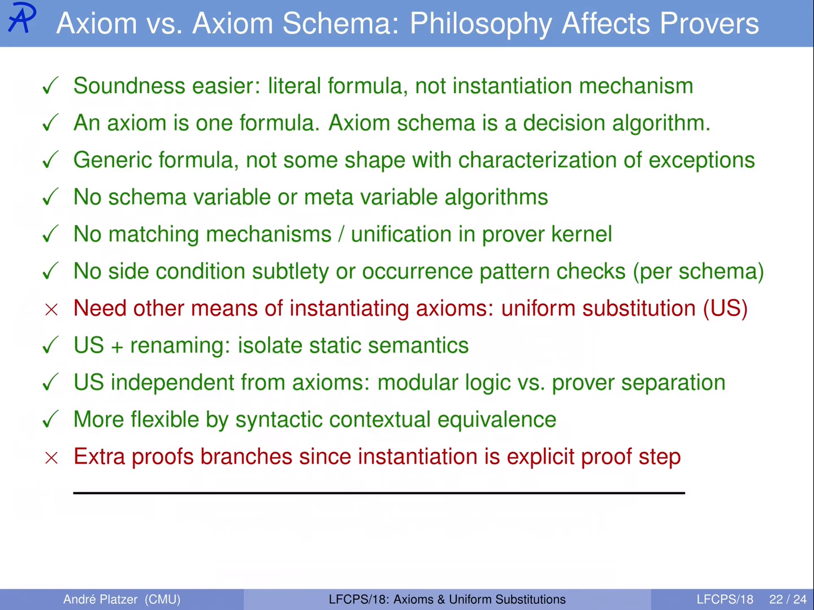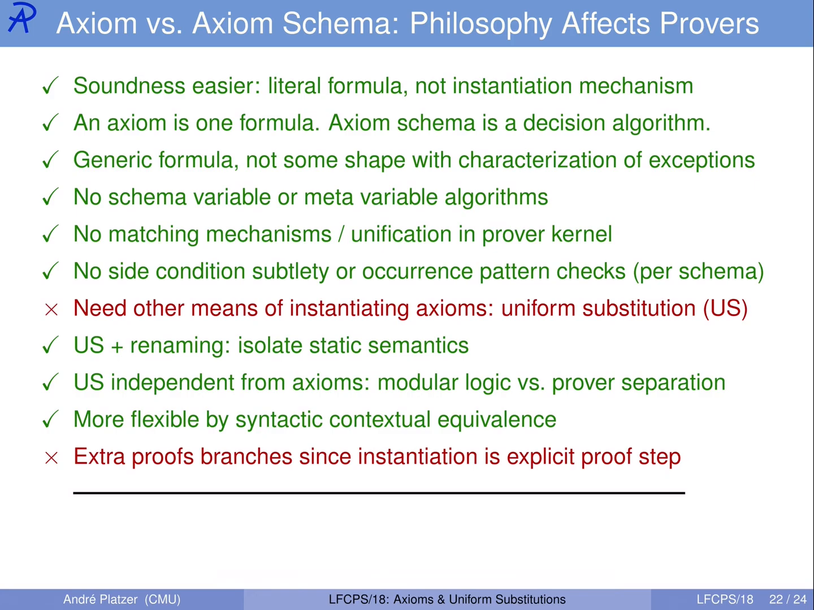But first, let's summarize what we've seen about the axioms versus axiom schema debate. It's a way how philosophy actually affects provers, because the difference of believing in one concrete axiom formula compared to believing in an infinite family of formulas is a big difference in philosophy, but it's one that also does affect prover implementation. First of all, soundness is easier to argue because you have to only look at the literal concrete formula and not the instantiation mechanism of everything that could come out of it. An axiom is just one formula, easy to implement, whereas an axiom schema is actually, come to think of it, a decision algorithm. Of course, it's a highly systematic decision algorithm because axiom schema is still comparably easy to understand. But it is easier to understand the axiom as a generic formula with one thing that has no exceptions and not all these side conditions to worry about.